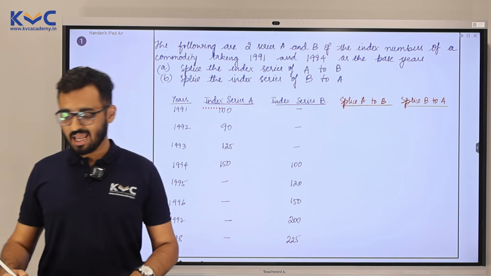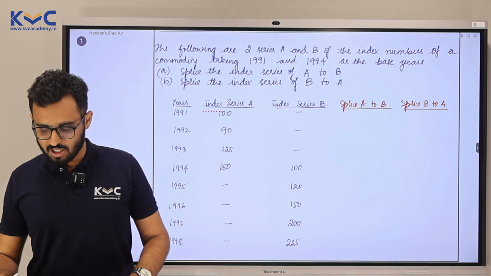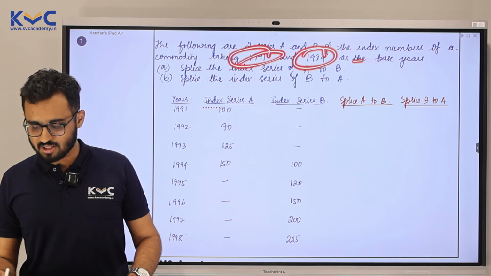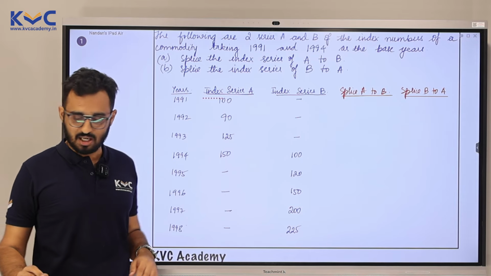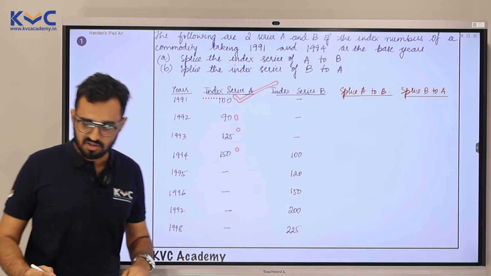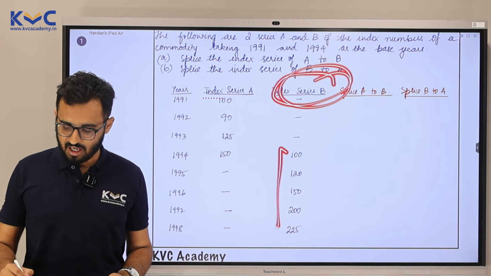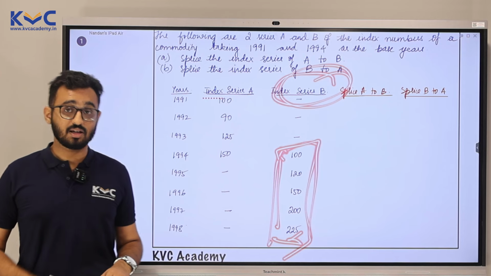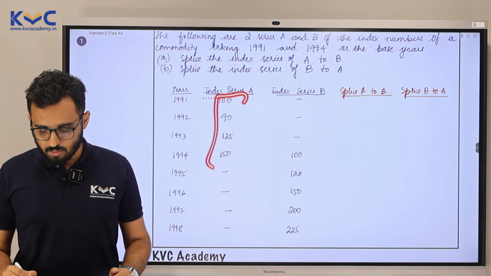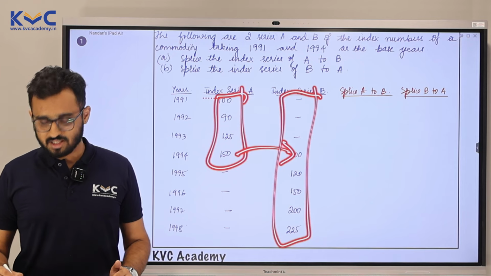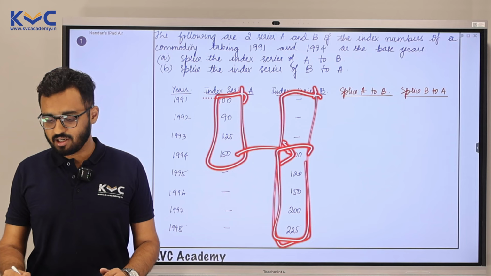Following are the two series A and B of the index numbers of a commodity, taking 1991 and 1994 as the base years. Splice the index series of A to B, and splice the index series of B to A. Look at the example. There is one series which started with 1991 as the base year and you have 4 values. There is another series where 1994 is taken as the base year. Now we want to merge these. One way of merging is to bring A to B, so you will have one series here. Or you take B to A.